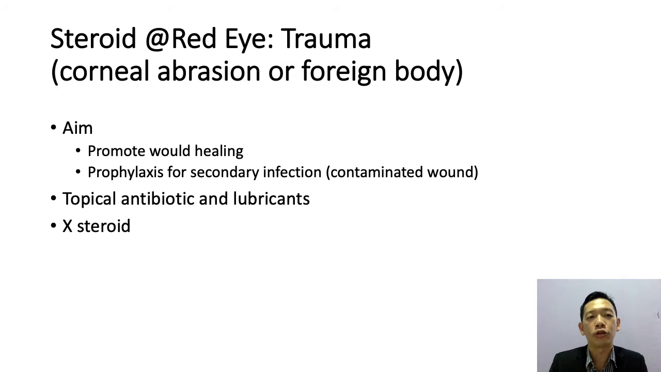But the aim of the treatment is actually to promote wound healing and also serve as prophylaxis for secondary infections because the wound can be contaminated. So topical antibiotic and topical lubricants are the mainstay and also the first-line treatments. Usually topical steroid is considered contraindicated in this case because we all know that steroid will impair wound healing. And when the wound is not intact, the use of steroid can actually aggravate the melting and also the atrophy of the tissue as well.